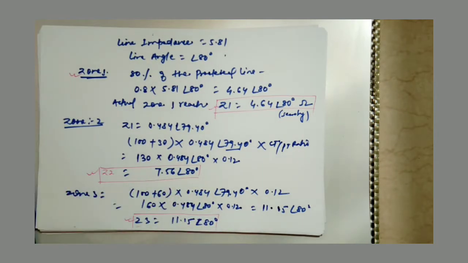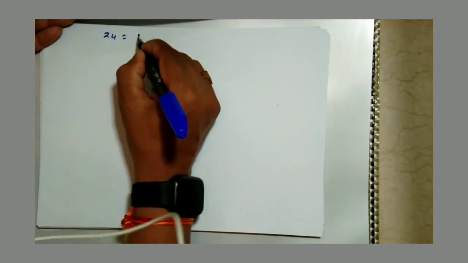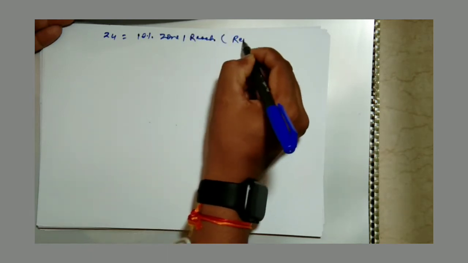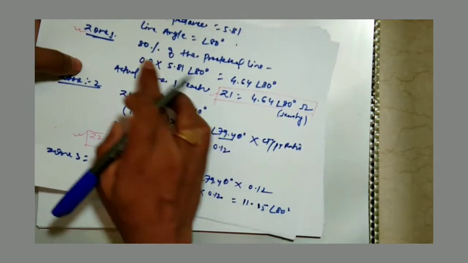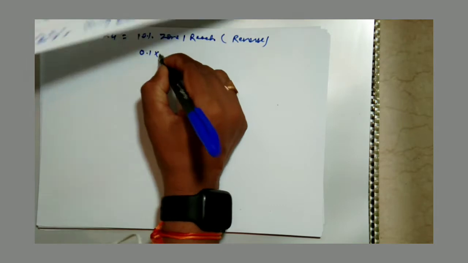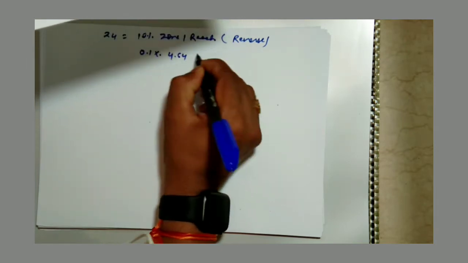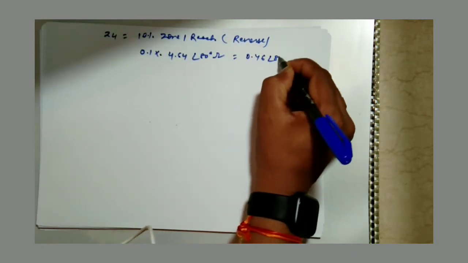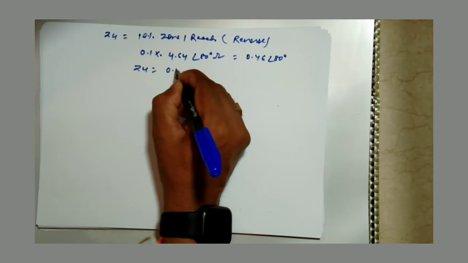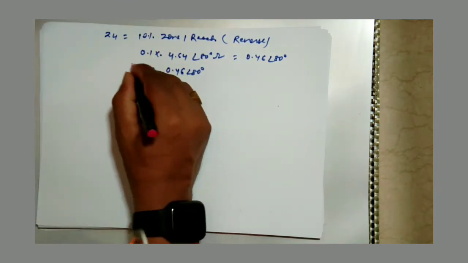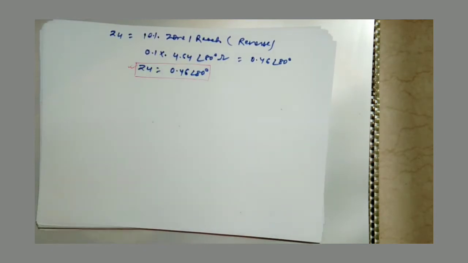Now it's time to calculate zone 4. Zone 4 is normally 10% of zone 1 reach, that is in reverse. So zone 1 setting is 4.64 at 80 degrees. So it will be 0.1 into the zone 1 setting of 4.64 at 80 degrees ohm, and that value will come to 0.46 at 80 degrees. So you have calculated 0.46 at 80 degrees. This is the value of zone 4.